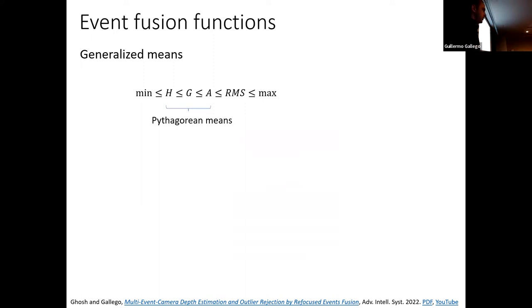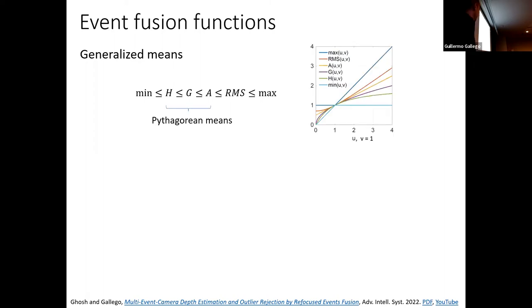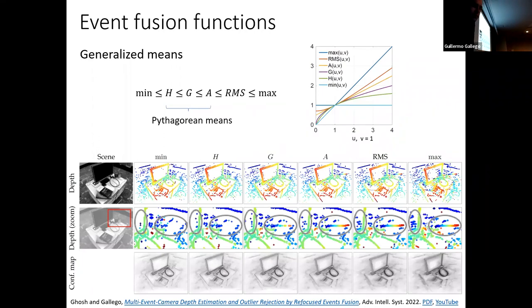If yesterday we saw the platonic solids, today we see the Pythagorean means. The way we fuse the data is by using pointwise operations between the two voxels, and we tried different ones, but we converged on these generalized means that go between the minimum and the maximum. We have the harmonic mean, geometric mean, and arithmetic mean, and if you plot them, fixing one of the arguments to one, you can see the different shapes of them. Then we compare them visually, trying to fuse them. For one scene, we get these results.